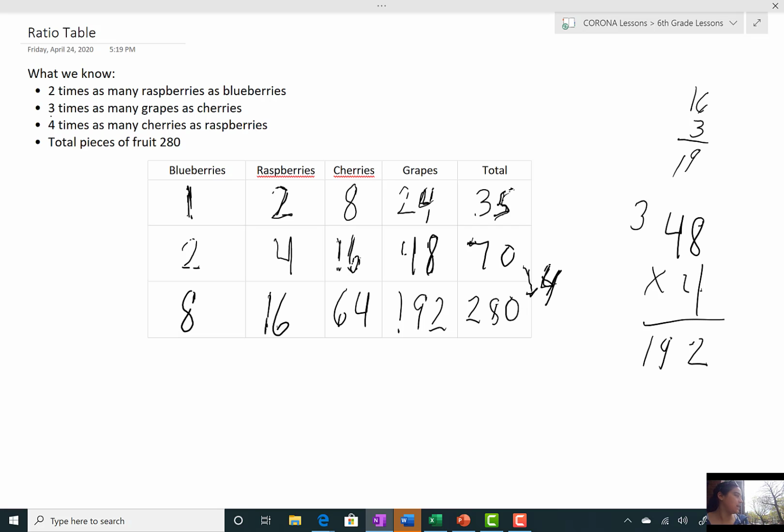So these are 3 examples of equivalent ratios all the way down. The first one was the original ratio we came up with. Then we doubled the ratio. Then we quadrupled the ratio to get a total of 280 pieces of fruit, where you have 8 blueberries, 16 raspberries, 64 cherries, and 192 grapes, which gives you a total of 280 pieces of fruit.